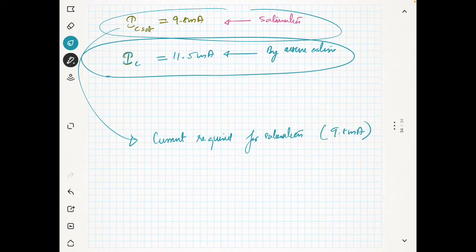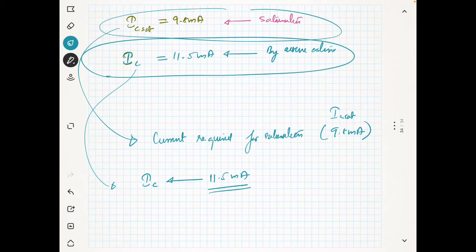You need only 9.8 milliampere for saturation, but the current that can be provided by the relation IC equals beta IB is 11.5 milliampere. Our IC sat is 9.8. So you need only 9.8, and your IC, according to the transistor relation, can actually provide 11.5 milliampere according to the circuit configuration.